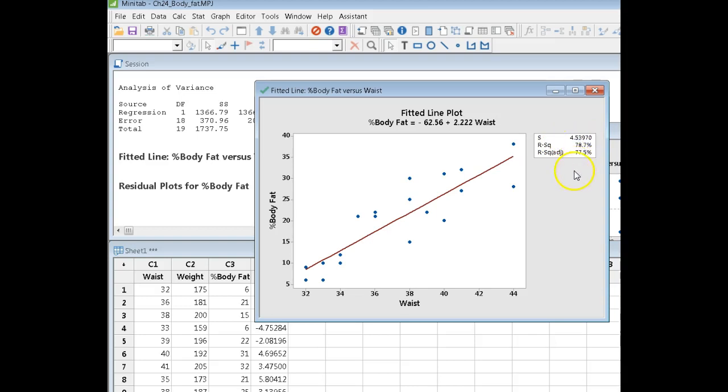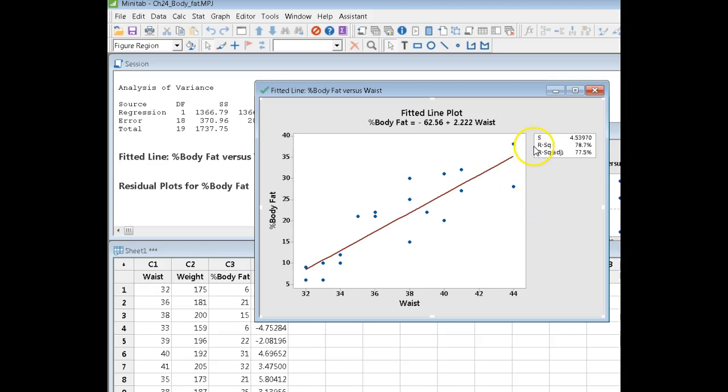Minitab also shows me in the box here what's referred to as the residual standard deviation, and it's 4.5. What does that 4.5 really mean? It means that on average these data points deviate in the y direction, because we're interested in the y direction, from the line of best fit by 4.5, and this is going to be 4.5% of body fat, because this S value is all about the deviation in the y direction.